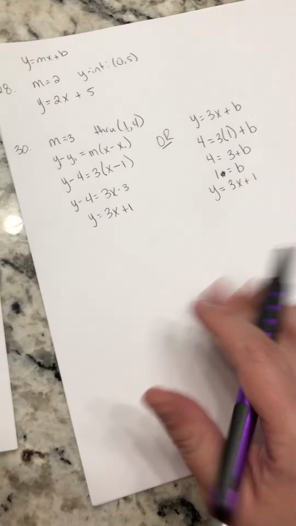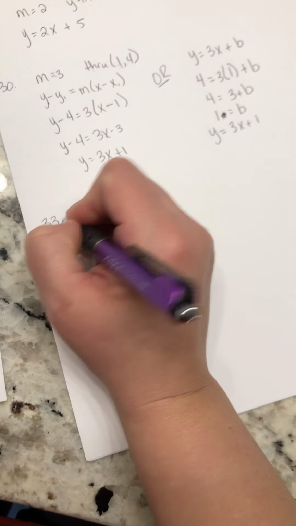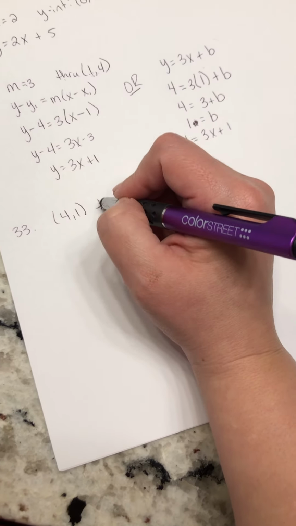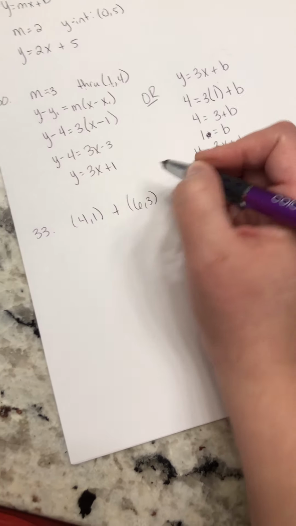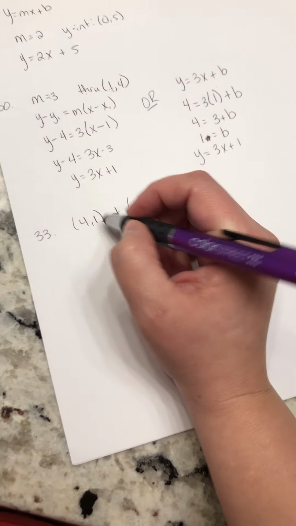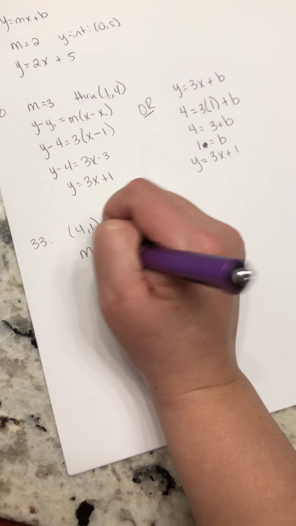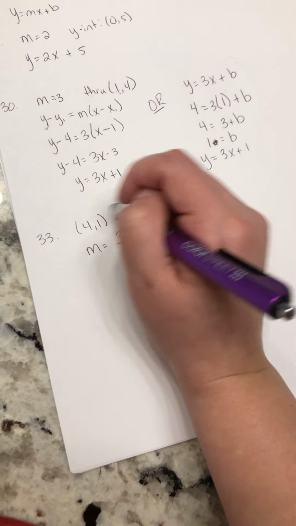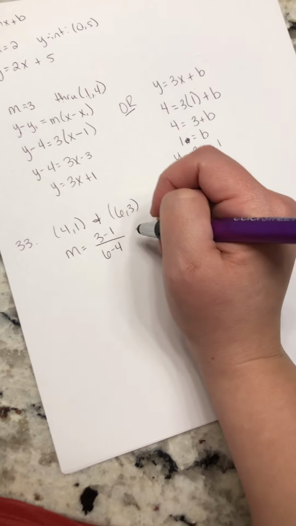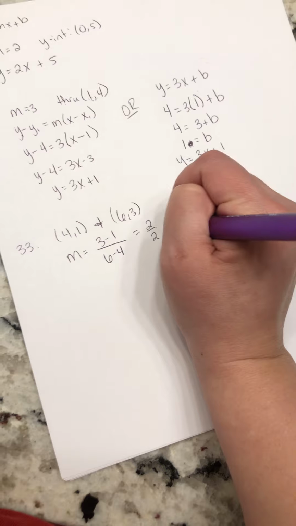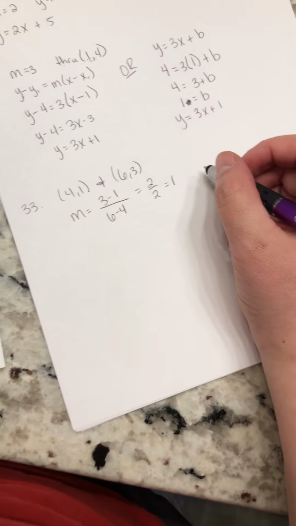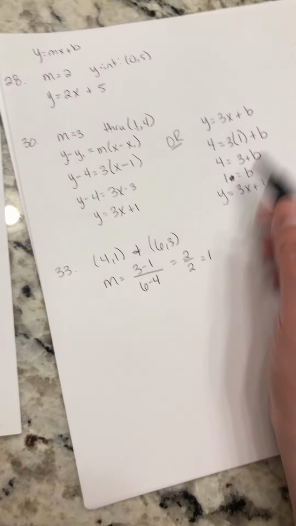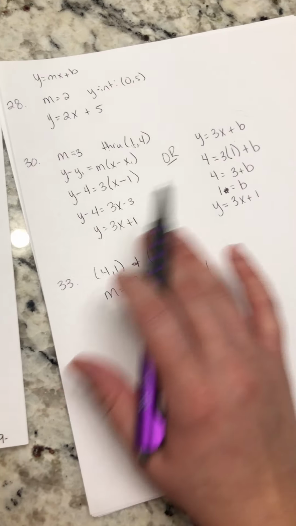So if it gives you 2 points you want to go through, so we want to go through 4, 1 and 6, 3. For this one, I want to find my slope, which is m equals my slope formula. So I'm going to do 3 minus 1 over 6 minus 4. So that gives me 2 over 2, which is 1. So again, you can use this point slope form, or you can use this, whichever one you want, and you can pick which point you use.